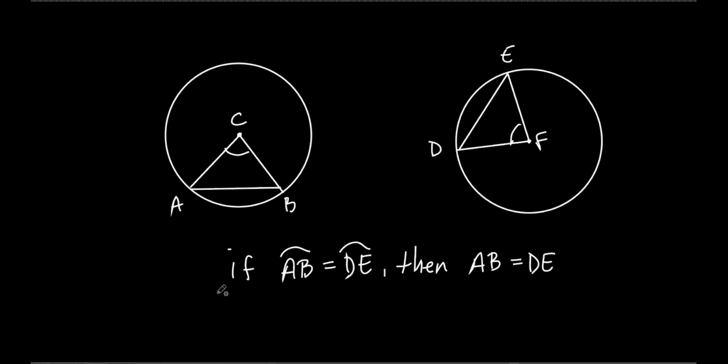It could go the other way too. Watch. You could say if the length of AB, right, that chord, so if this length was equal to the length of DE, what do you think you could say about the two arcs? What do you think about arc AB and arc DE? Then they're equal to each other. So I'm going to put arc AB is equal to arc DE.